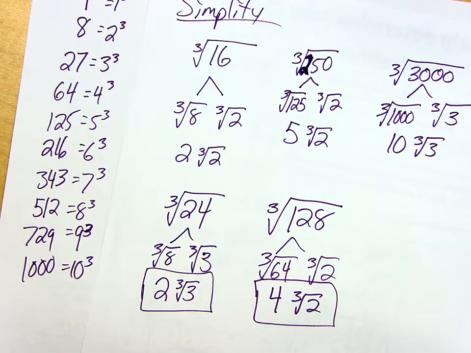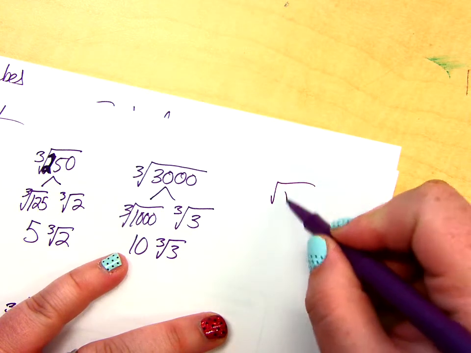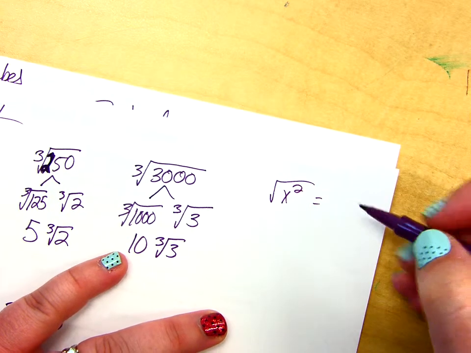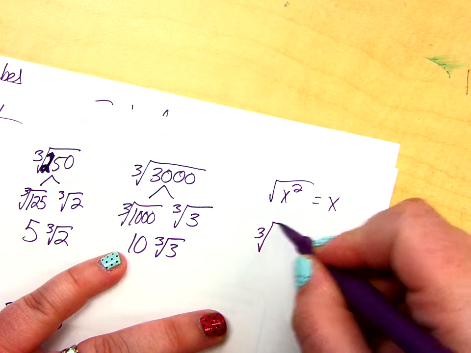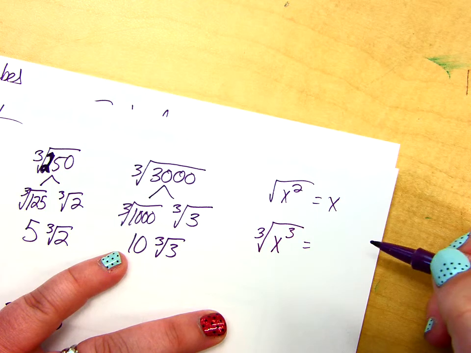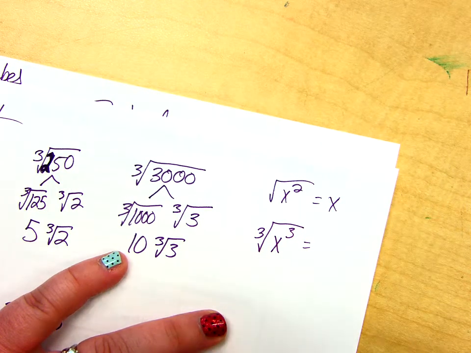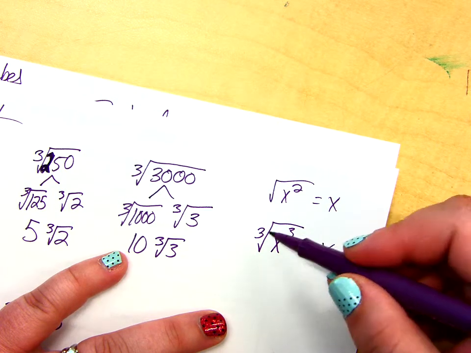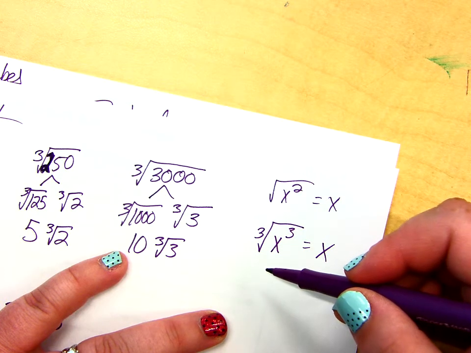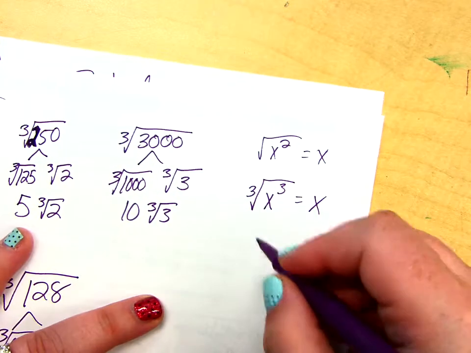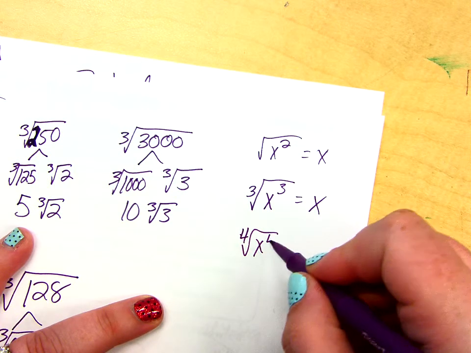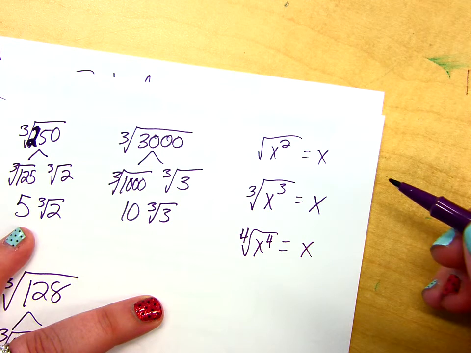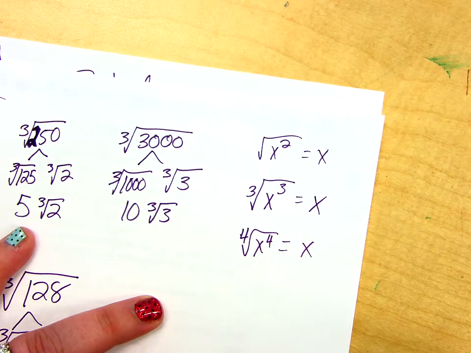All right, are we ready to try with variables? So, let's just recap. The square root of x squared is what? Just x, right? So what do you think the cube root of x cubed is? It's also just x, right? This is asking me, what do I cube to get x cubed? Well, x. If you had other ones, a fourth root of x to the fourth is still just x. The fifth root of x to the fifth is just x. You could keep going all day long.